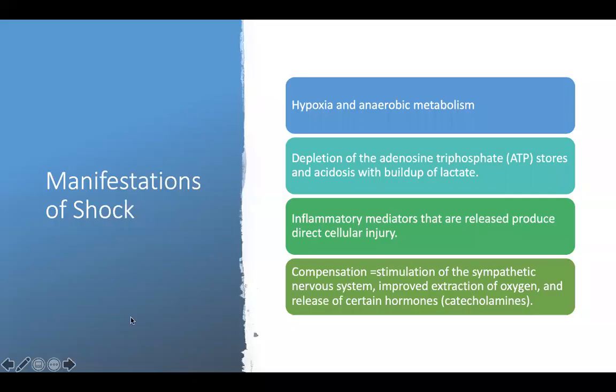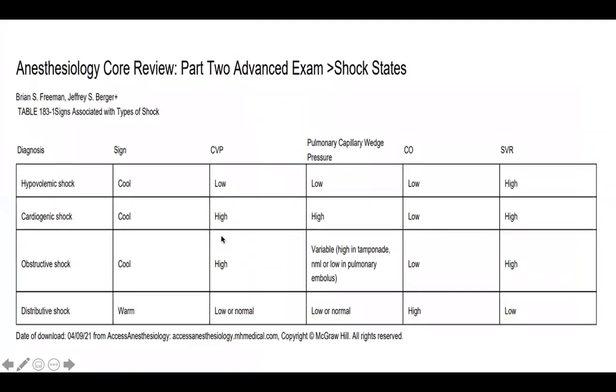So again, manifestations of shock: hypoxia and anaerobic metabolism, a depletion of ATP stores and acidosis with buildup of lactate. And again, it's the inflammatory mediators that are released here that really produce direct cellular injury. The body begins to compensate with stimulation of the sympathetic nervous system, improving extraction of oxygen, and a release of catecholamines.